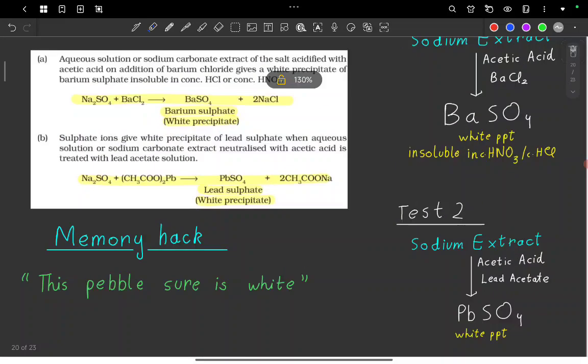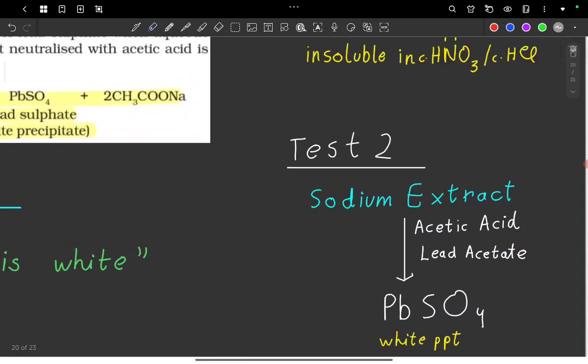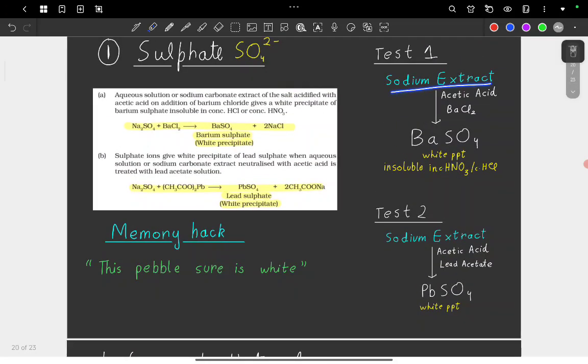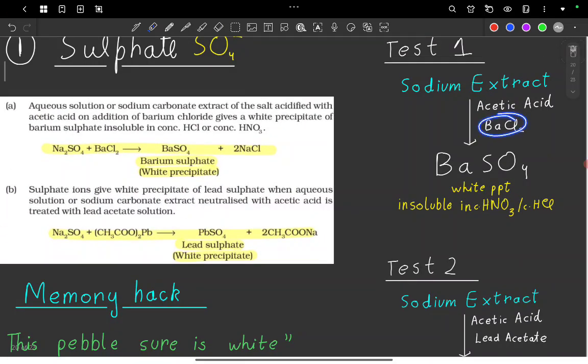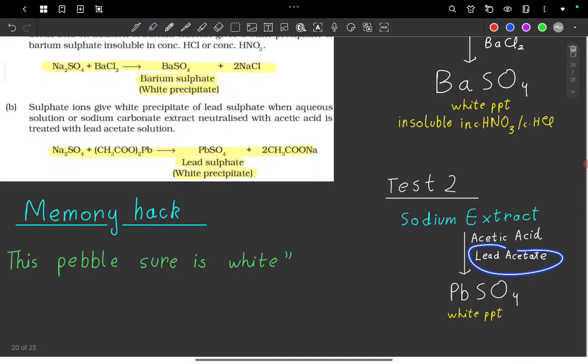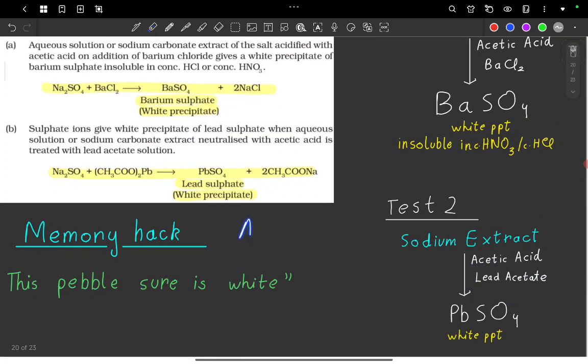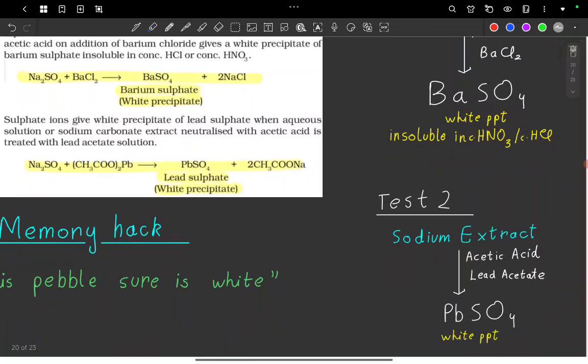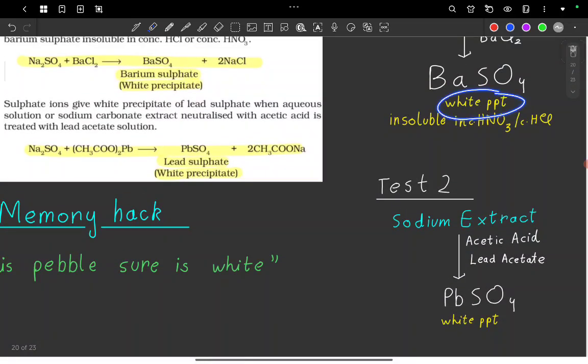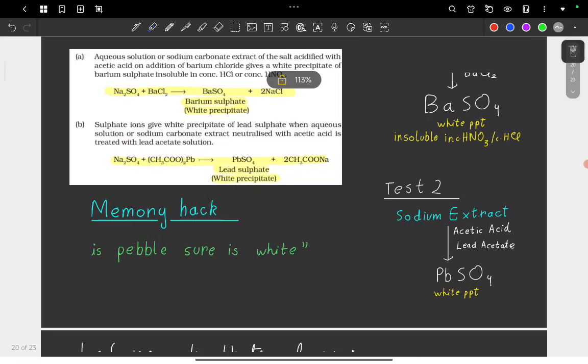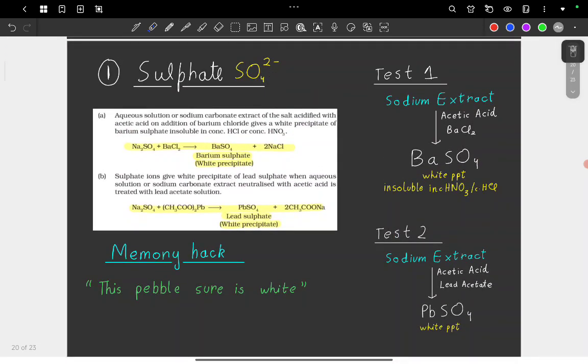And the second test is nearly the identical one. You have to see what's common here. You have to take sodium extract. You have to take acetic acid. You have to take BaCl2, and here you have to take PbAc2. Basically, Ac we call the CH3COO group. So it's very similar, and both of them give white PPTs. This is BaSO4, this is PbSO4. So those are the two tests for the sulfate ion, and that is all.